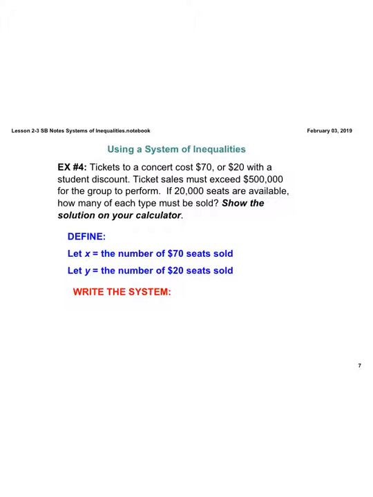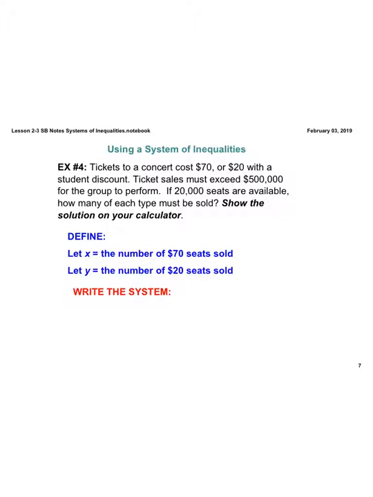Then we come to word problems. So your job is going to be to define your variables, write two inequalities with two unknowns, and then to solve them. So I'm going to show you what the graph looks like. We're just going to define the variables and then write the equations.